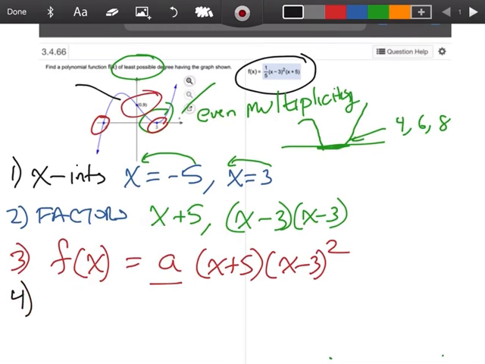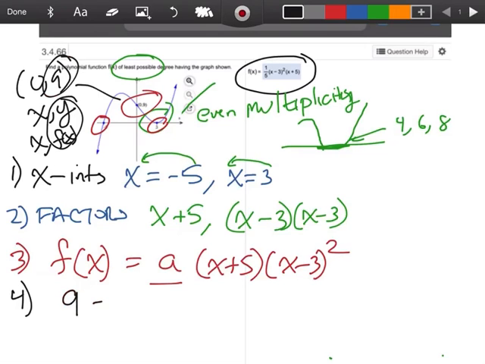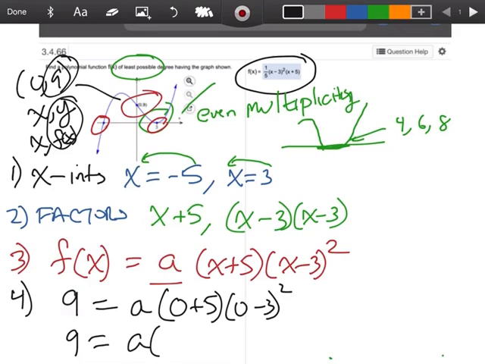So remember, this here is the point 0, 9. And that refers to the x and to the y. But my function is using f of x. So the y and the f of x are going to be the same number, and that's the number 9. So I'm going to write 9 equals a. We said x was 0. Okay. So let's see. 0 plus 5 is 5. Oops. 0 minus 3 is a -3 squared.